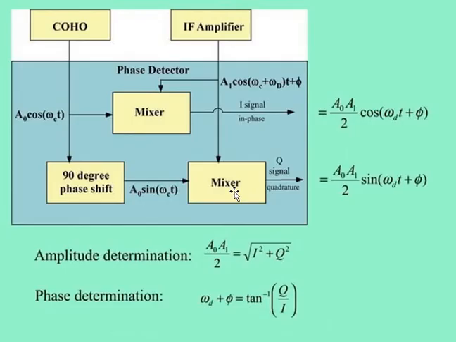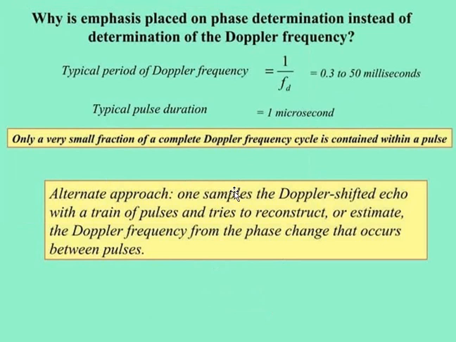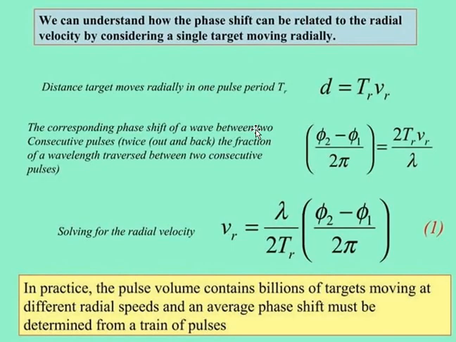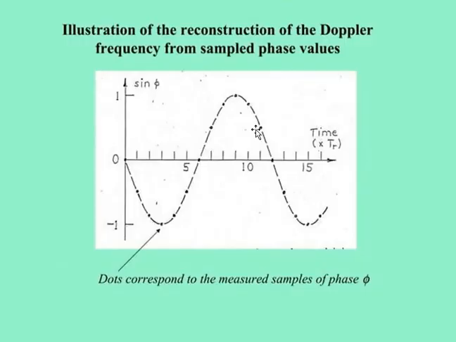This is the Doppler radar, and this is also a Doppler radar, and we have to emphasize the phase determination of the Doppler frequency. Here the typical time period of the Doppler frequency is 1/T, and the time duration is 1 microsecond. Now we have to understand how phase shift occurs due to the velocity of the target. We can see Vr equals lambda over 2Tr times (theta 2 minus theta 1) over 2 pi, where theta 1 and theta 2 are the initial phases, and we can also see the Doppler frequency sampled pulse.